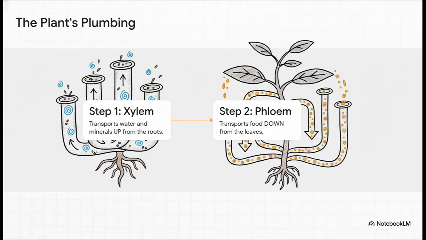And then you've got the plant's internal plumbing system. This is built from complex tissues. You have xylem, which acts like a set of straws, pulling water and minerals up from the roots to the rest of the plant.